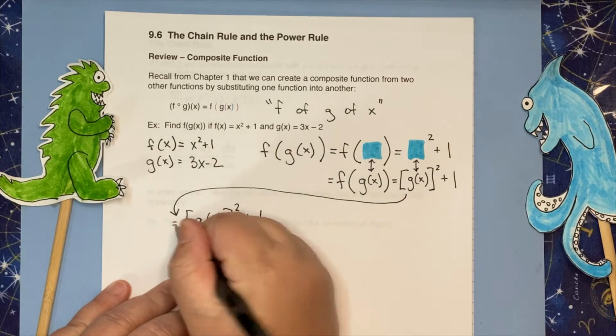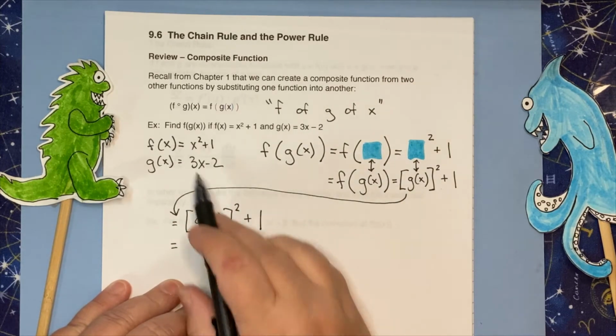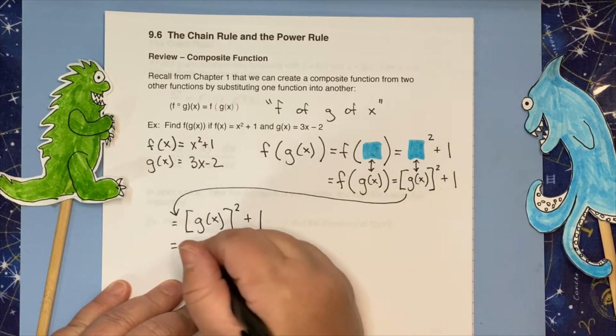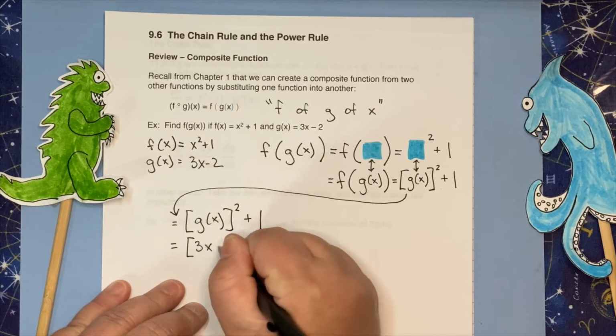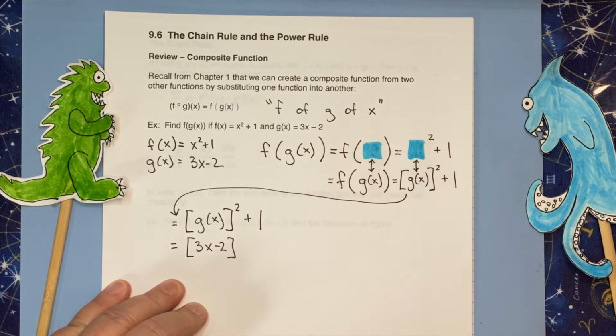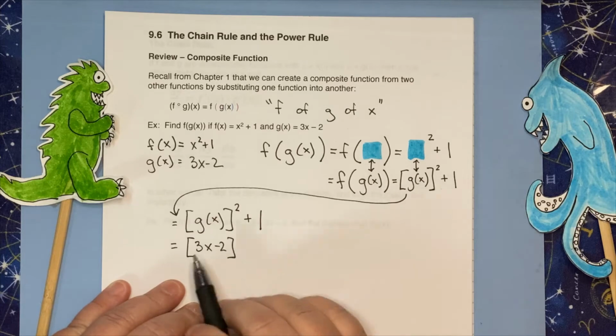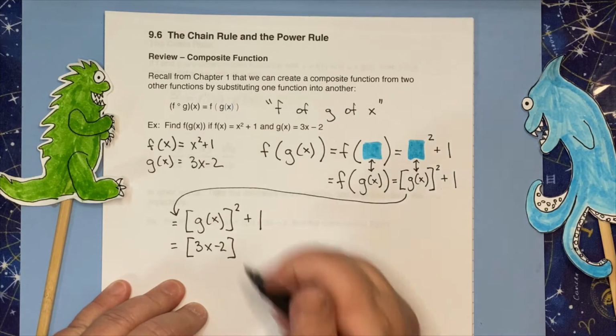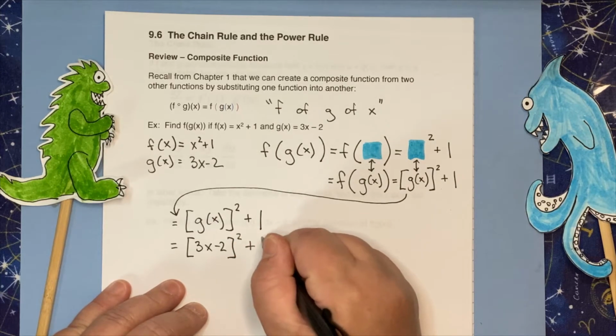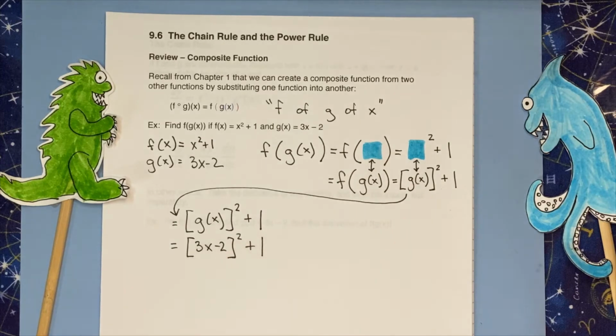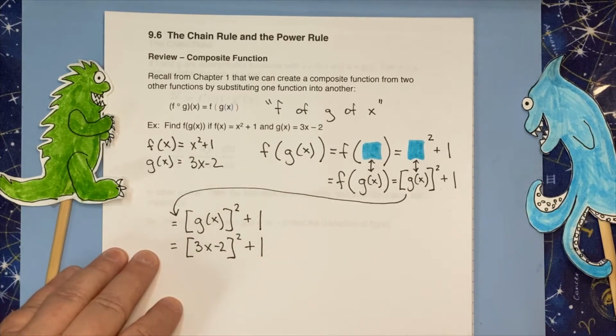Well, g of x right there is 3x minus 2, right? We know what g of x does. It says take 3 times x minus 2. So we're going to square that and add 1. And I know everyone's like, oh, do we have to square it? And the answer is, well, yes, unless you've memorized the formula.